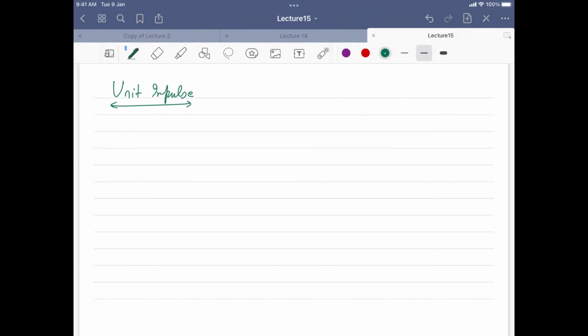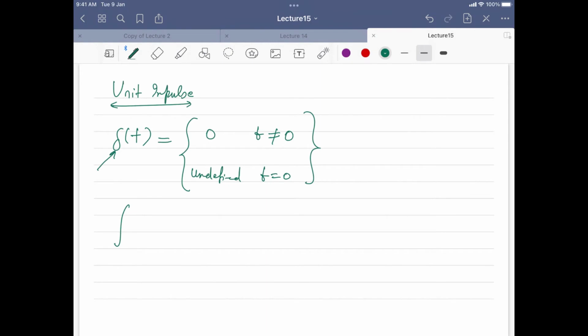So unit impulse is basically defined as this special symbol which is called delta, and this is nothing but its zero value at time t not equal to 0, and it is undefined at time t equal to 0. So this is basically the definition of the unit impulse. That is, its value is 0 at all other locations, but its value is undefined at time t equal to 0. But when you take the integration of this special function, delta t dt, the value comes out to be 1. So this is the general definition for the impulse function.